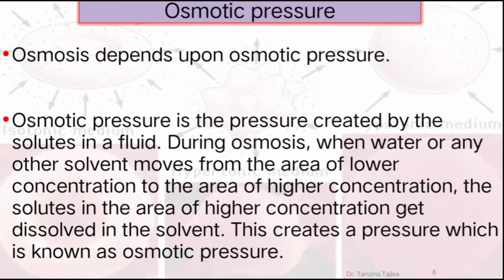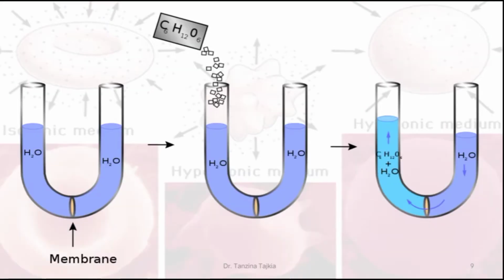Osmosis depends upon osmotic pressure. Let us see, what is osmotic pressure? Osmotic pressure is the pressure created by the solutes in a fluid. During osmosis, when water or any other solvent moves from an area of lower concentration to the higher concentration, the solutes in the area of higher concentration get dissolved in the solvent. This creates a pressure which is known as osmotic pressure.